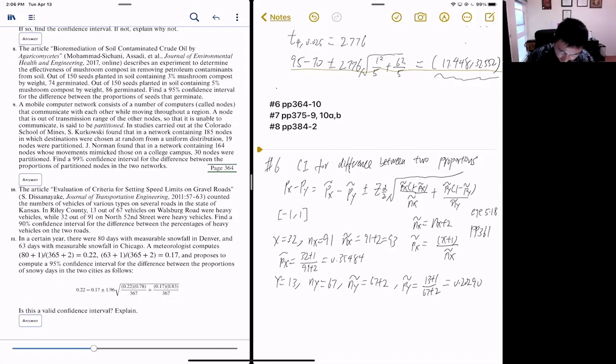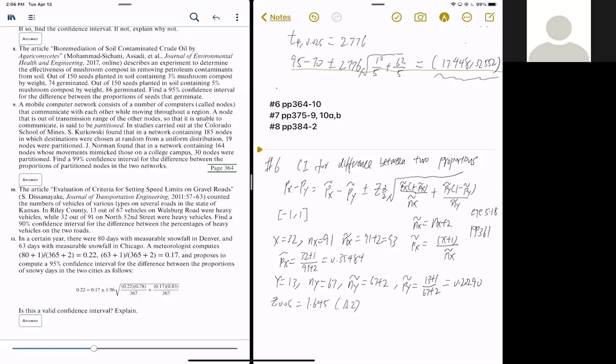And then z of half alpha. Because this is a 90% confidence interval, half alpha will be 0.05. 100 minus 90 is 10, divided by 2 is 5, so 0.05. Z 0.05 will be 1.645, which we get from the table.